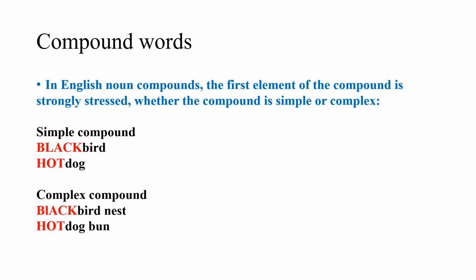Compound words have their own stress rules. In English noun compounds, the first element of a compound is strongly stressed, whether the compound is simple or complex. Let's read these examples together. Blackbird, hot dog, blackbird nest, hot dog bun.